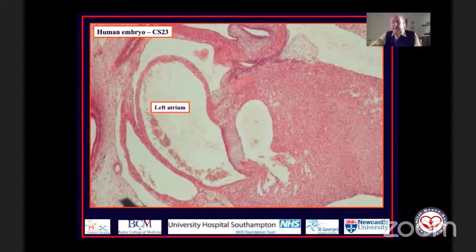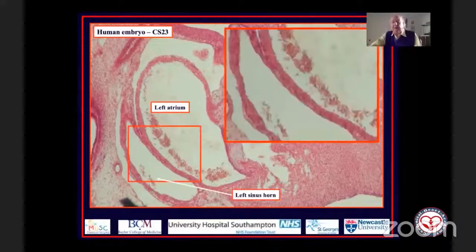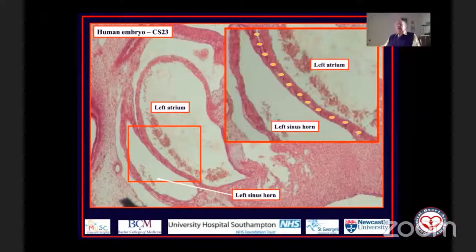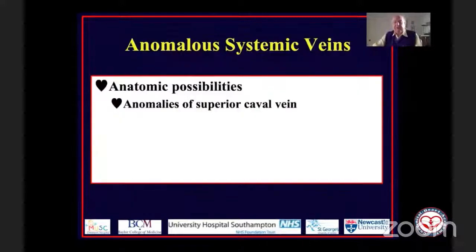So here at the end of the embryonic period, Carnegie stage 23, you see the cavity of the left atrium and the left sinus horn, and if I blow up for you the space between there, you see that there are two walls. The wall of the coronary sinus is always separate from the wall of the left atrium, remembering that the left sinus horn will become the coronary sinus. And that is going to be particularly important when we consider anomalies of the systemic venous tributaries.